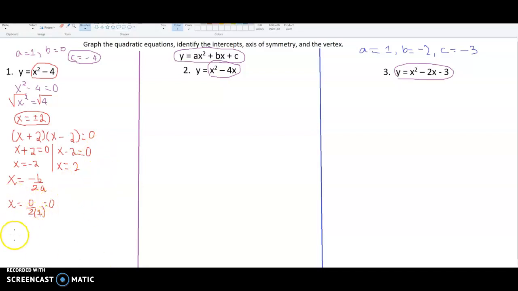equals 0. All right, so now we can take the 0 and substitute it back into the equation, y equals x squared minus 4. Well, 0 squared is 0, and 0 minus 4 is just going to be negative 4. So there it is. There is my vertex. y equals negative 4, and x is equal to 0. So I think I have pretty much everything that I need in order to sketch the graph of this equation. And I should be able to identify the intercepts, the axis of symmetry, and the vertex.